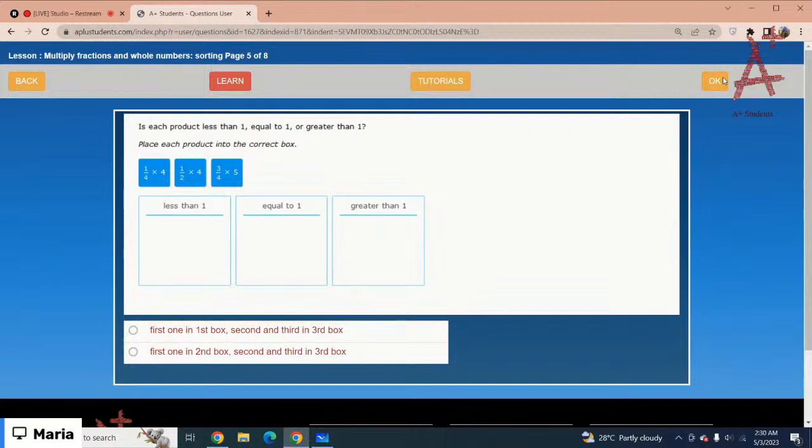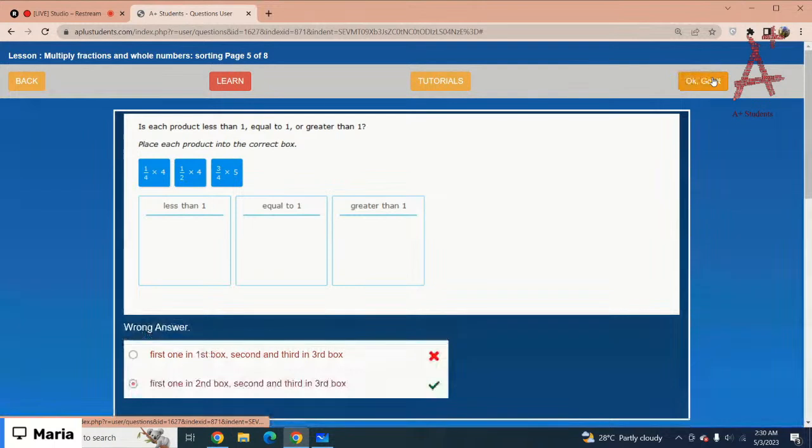The first one is in the second box because it is equal to 1. The second one is greater than 1. It would be in the third box. And 5 times 3 is 15. 15 by 4. The third one is greater than 1. So that means the first one is in the first box and second and third in the third box. Oh, second and third in the second box. So option number 2 is the correct option.